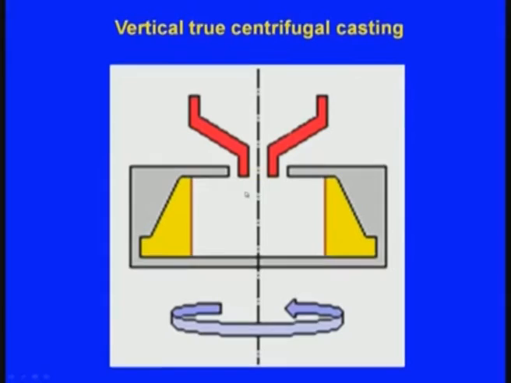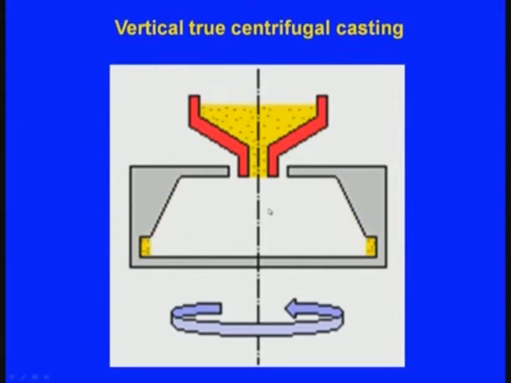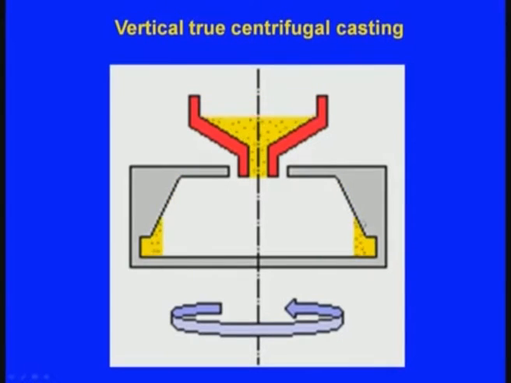And here we can see the animation. Yes, this is the metallic mold, vertical, and it is rotating about a vertical axis, and the molten metal is coming like this. Because of the centrifugal force, it will be going towards the walls of the mold, and this rotation continues till the molten metal solidifies.